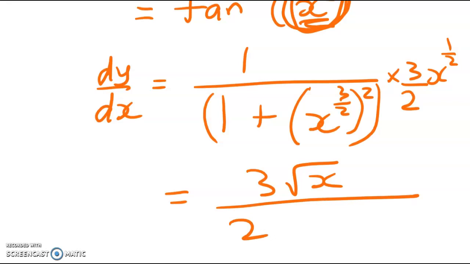where are we? Is that right? 3 root x over 2 times 1 plus x cubed. Yes, that's right. I think that's right. If I have marked that up, I'm sure one of you is going to leave me a nice comment telling me I've made a mistake, but I think that's all right.